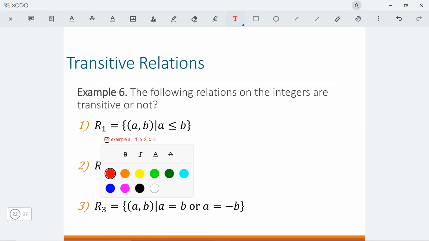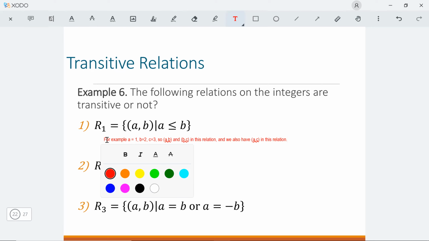So here, we will have A smaller or equal to B, which is 1 smaller or equal to 2, and 2 is smaller or equal to 3. Then can we have 1 smaller or equal to 3? Of course, the answer is yes. So we have AB and BC in this relation, and we also have our AC in this relation.